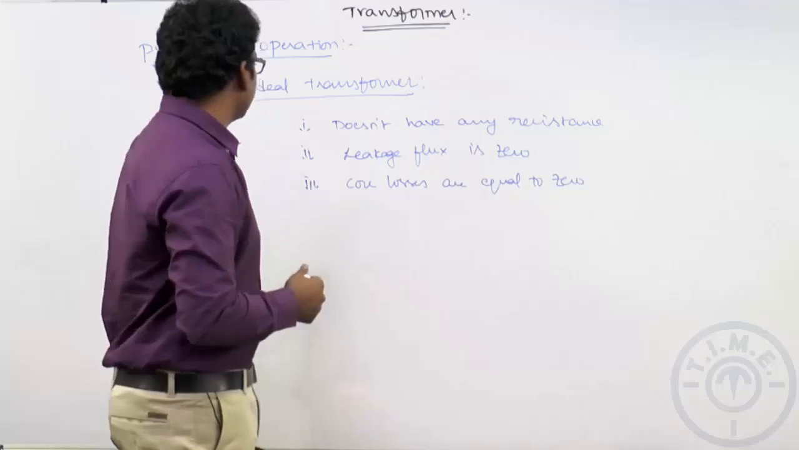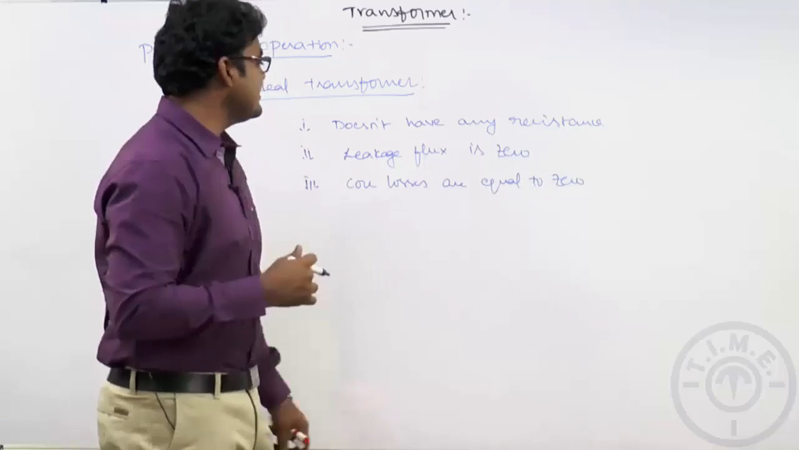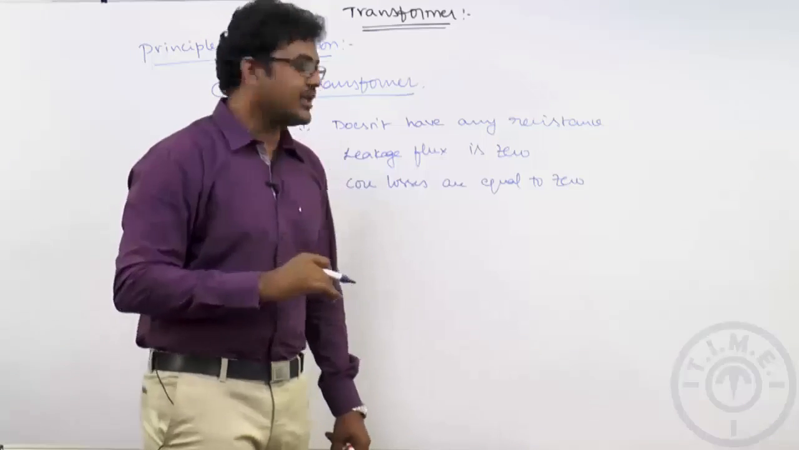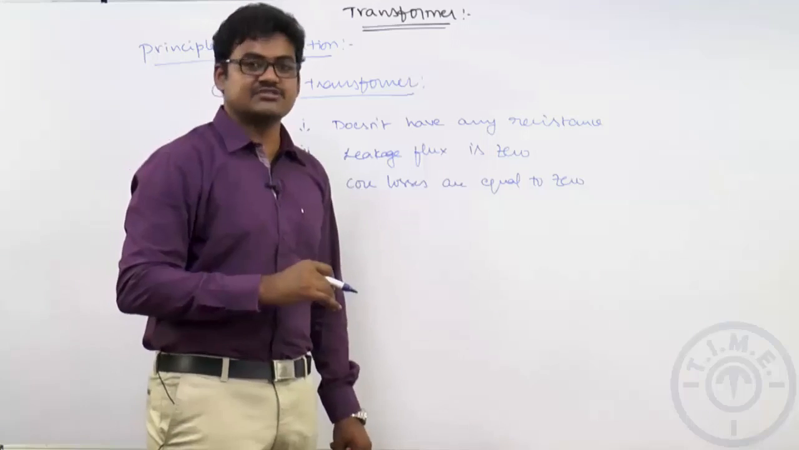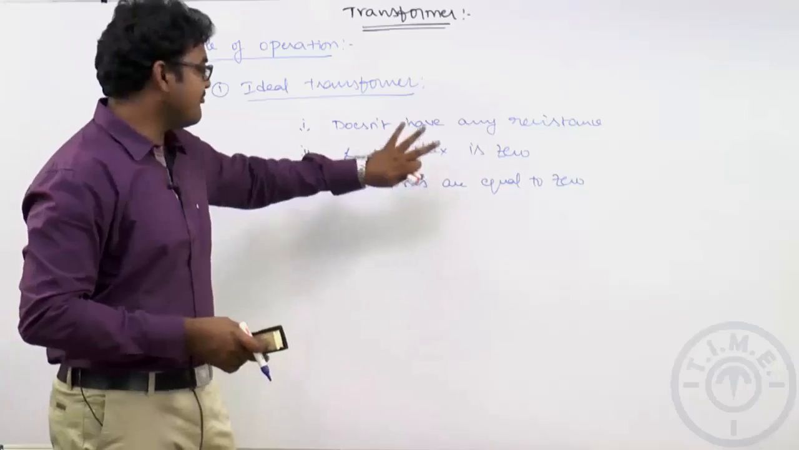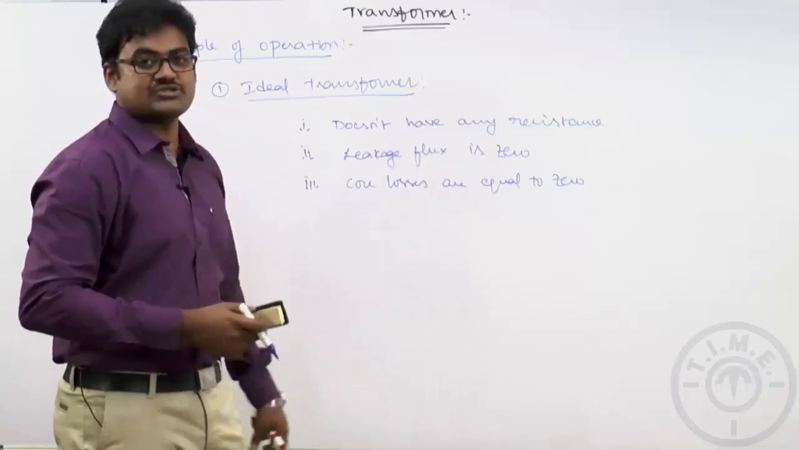So, an ideal transformer does not have any resistance, does not have any leakage flux, and does not have any core losses. Such kind of a transformer we will call an ideal transformer. But practically these will not exist. First we will see ideal conditions, then later we will move to practical conditions.